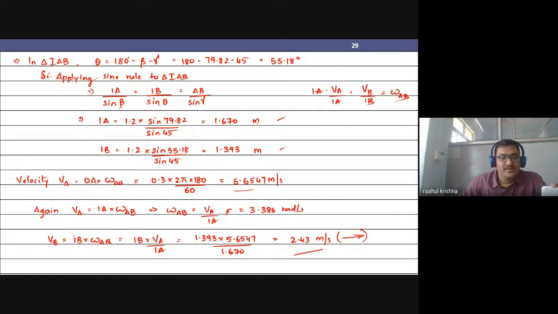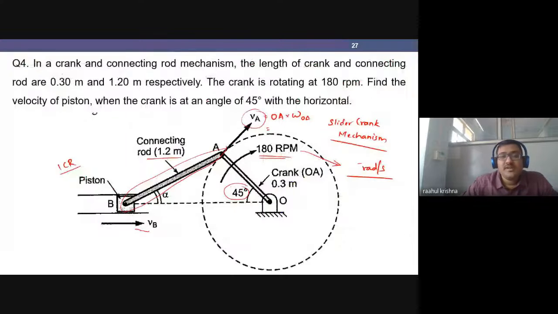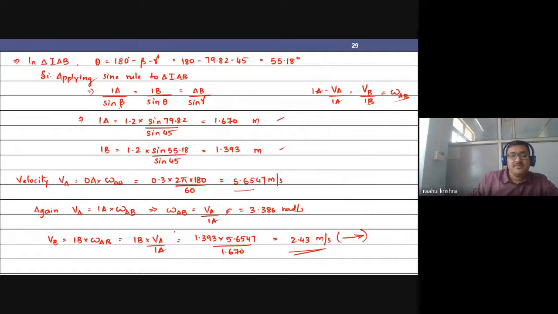So saying that, I have VB, and I am obtaining it as 2.43 meters per second, which is my final objective. I am supposed to find the velocity of the piston. My velocity of the piston, denoted by VB, I am obtaining as 2.43 meters per second. If you have any questions, you can ask me.